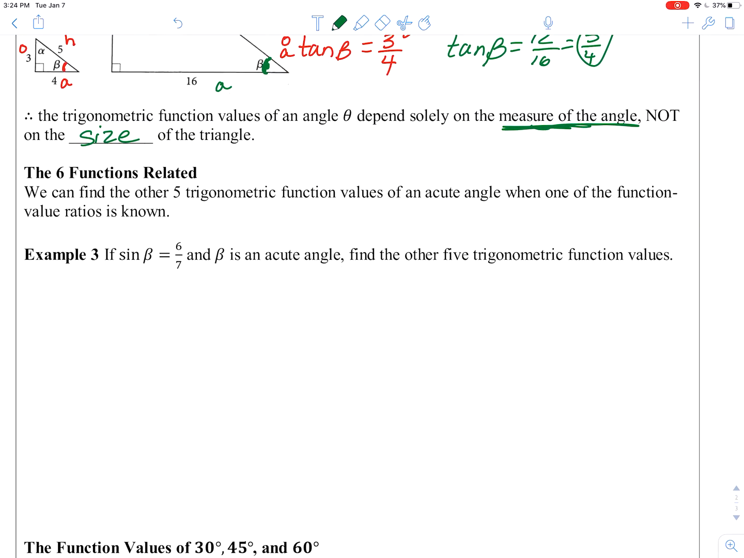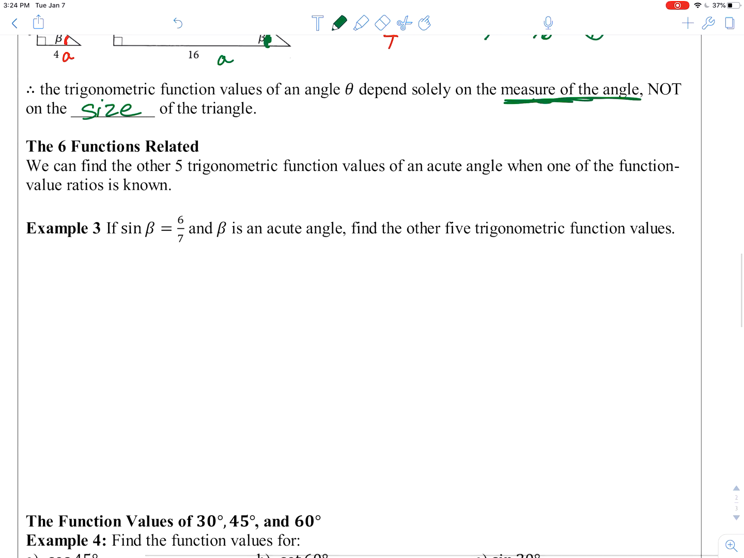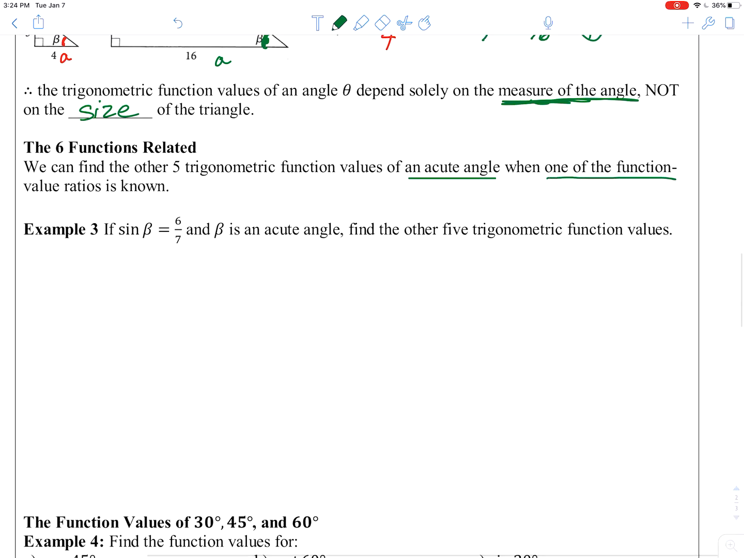Now, something that you need to know, and now we're going to put all of this into some problems where you're going to have to do a little bit more work. You can find the other 5 trig function values of an acute angle when one of the function value ratios is known. So I'm going to show you how I do this. Even after doing thousands of these problems, I still do them the same way. So let's take a look at this problem. Notice it says an acute angle. If I know one, I can find the other 5 trig values.